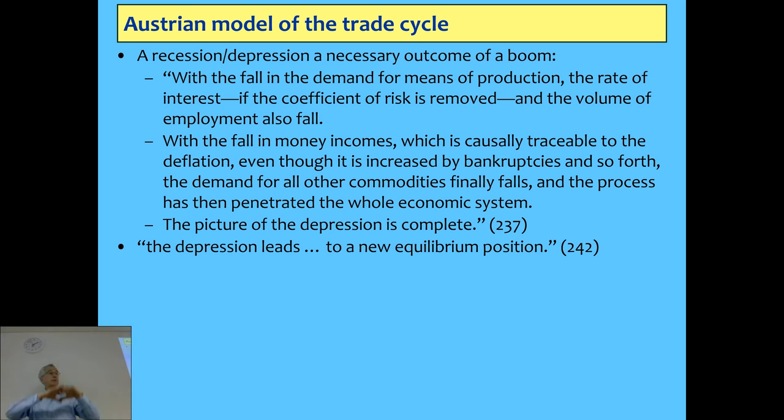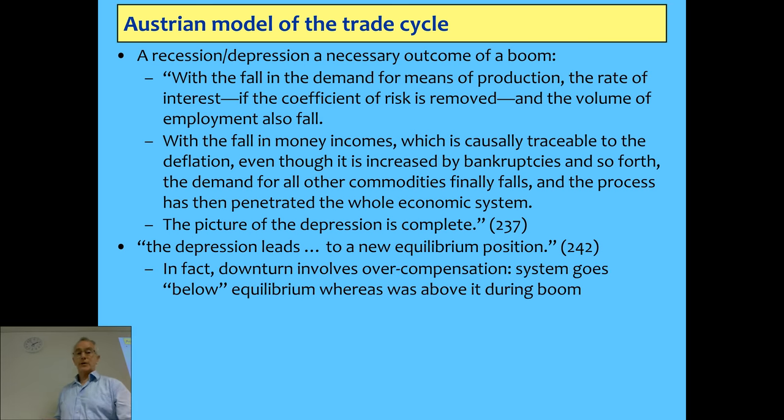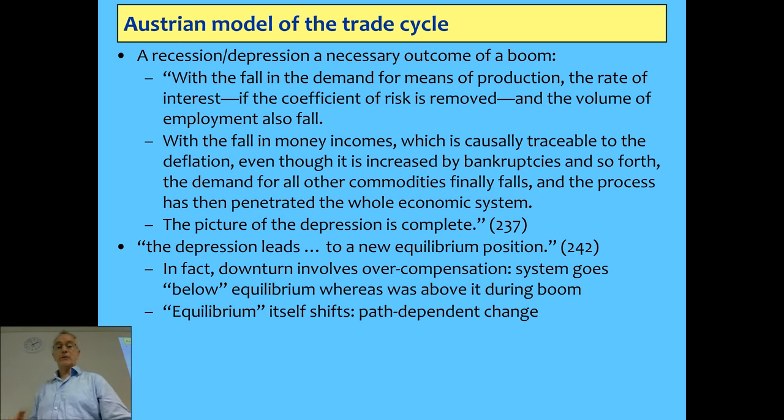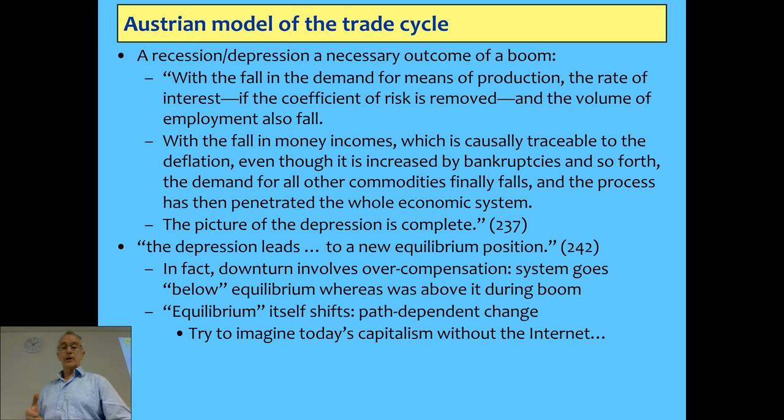Okay. So it's a technological and monetary explanation for cycles. And you might actually go below equilibrium. You don't just go back to equilibrium again, you go below where you were beforehand. And the actual nature of that equilibrium changes as well, because you've got a whole new technology that's involved. You can't really compare the old one to the previous one. For example, could you imagine the world without the internet today? Okay, it's become pervasive.